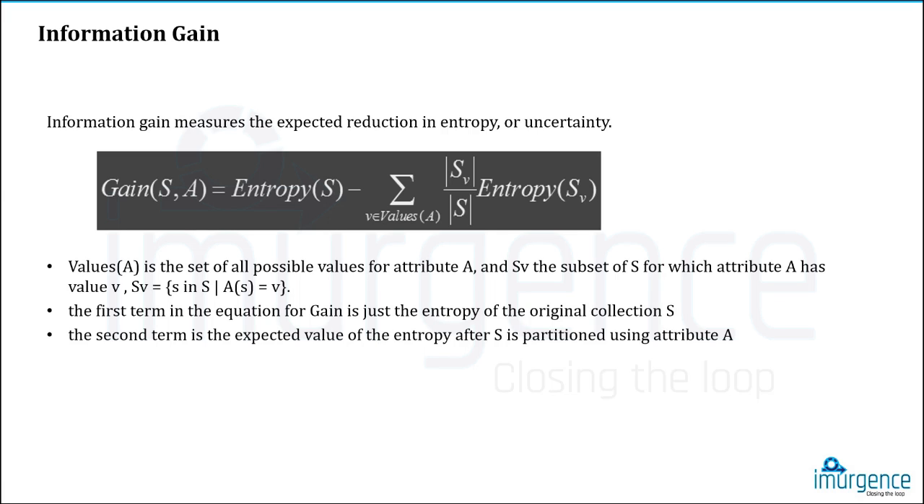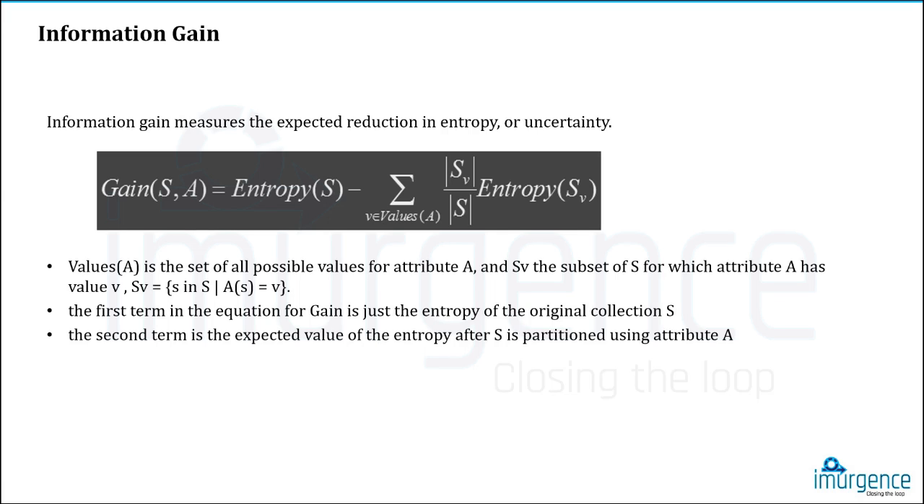The formula is gain of S comma A is equal to entropy of S, which you computed over there, minus summation, right? And then it would be the absolute value of Sv divided by S into entropy of Sv, right? Now values of A is the set of all possible values for attribute A, and Sv is the subset of S for which attribute A has value v. Sv is equal to s in S, given the condition that A is equal to v.